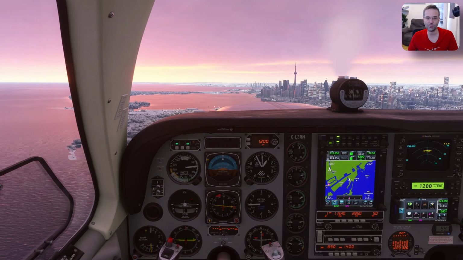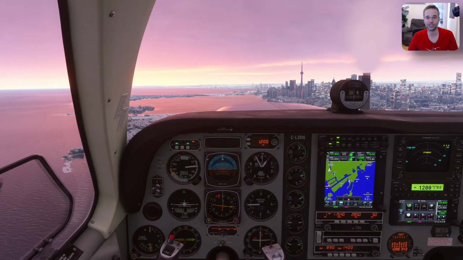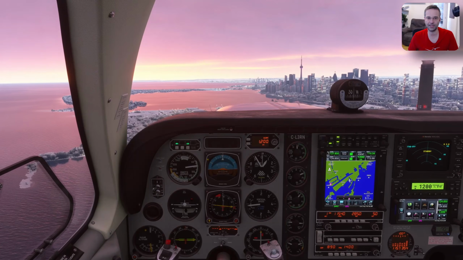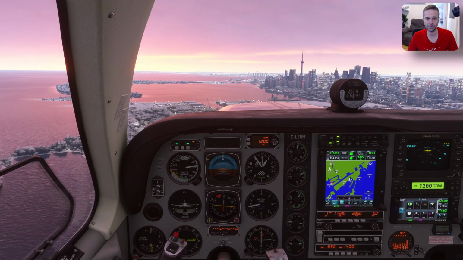We're at 1,000 feet right now, fully configured for the approach, so the gear is out and the flaps are at full, and we're about on our target speed of 80 knots, but we're lower than we should be.